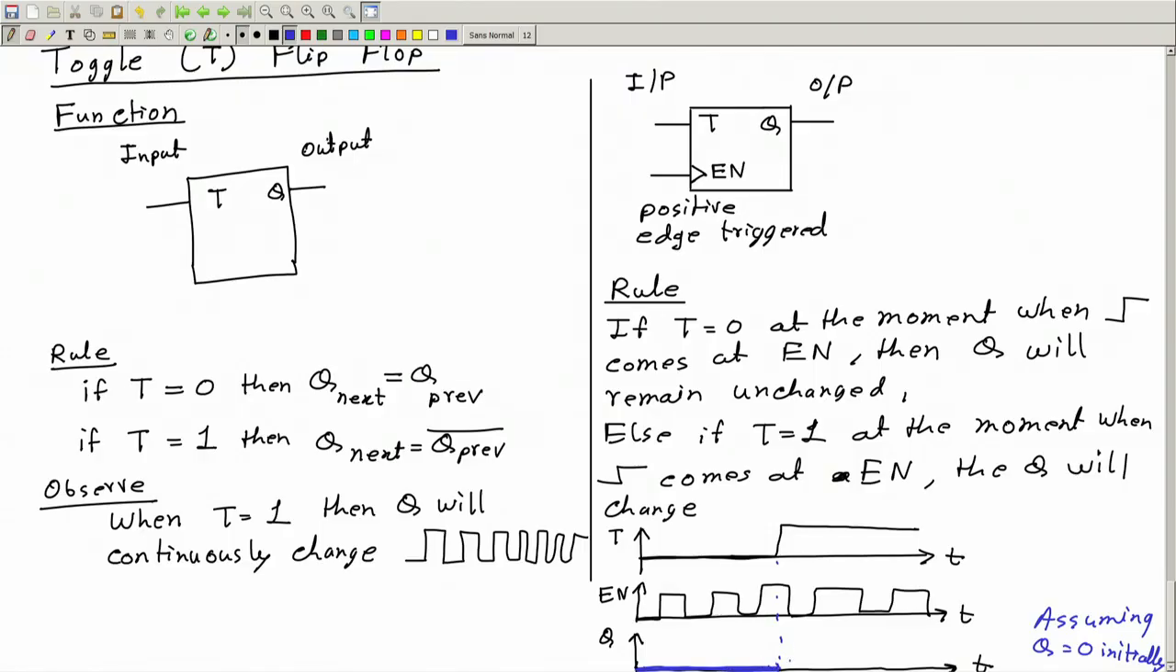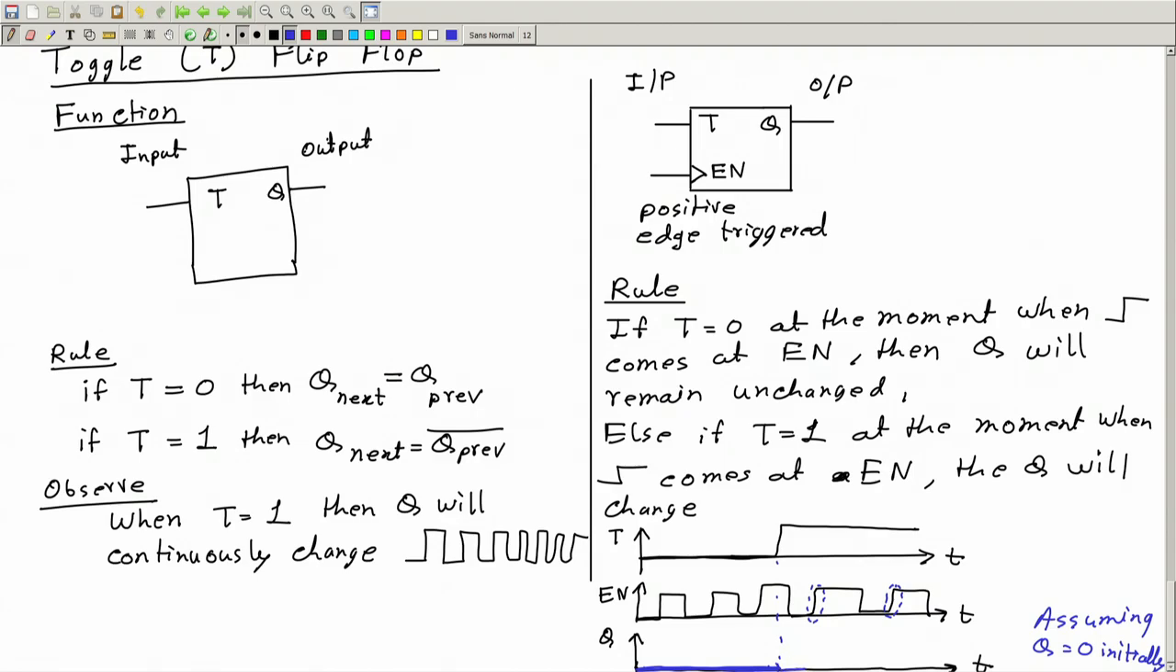Okay. Now after that, toggle is 1. So now q can change. When can it change? Only if there is a rising edge at the enable. So it is here. Observe there is a rising edge here. This is not the rising edge, this is a falling edge. Then another rising edge is here. So these are the instants where q can change because t is 1.